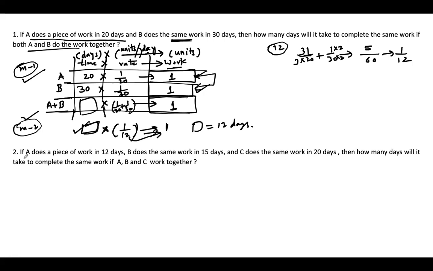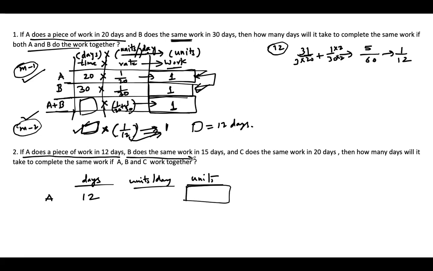Okay. Question number 2. If A does a piece of work in 12 days, I've written this information. B does the same thing in 15 days. And C does the same work in 20 days. Same work.